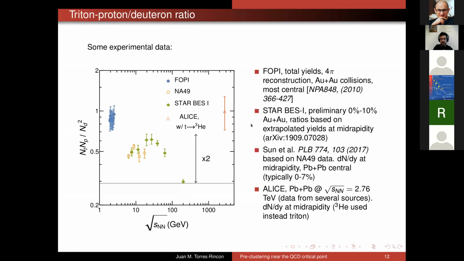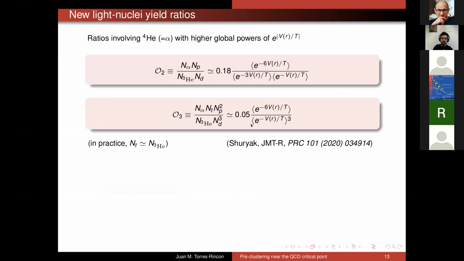So now a way to test this idea is to consider helium-4. And why is that? Helium-4 is 4 nucleons, 2 protons, 2 neutrons, and then you have 6 different distances. So you have 6 powers of the interacting potential between each pair of those 4 particles. So now you can construct this ratio that I call O2, which involves helium-4, this alpha particle, and helium-3 in the denominator. And you do the same calculation.